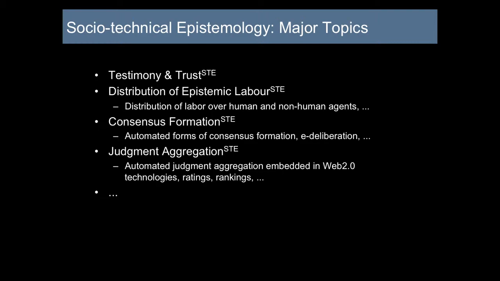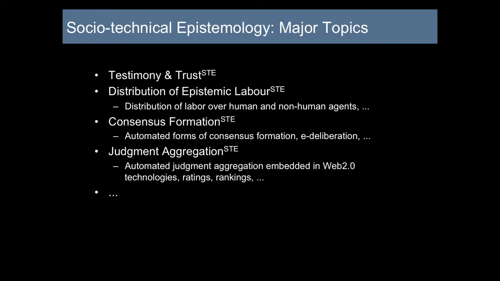And of course, most notably, judgment aggregation, one of the core underlying processes of Web 2.0 technologies. Think about all the ratings, rankings, reputation mechanisms. These are now all automated forms that need to be assessed from an epistemological, that is, from a socio-technical epistemological perspective. So these were just some of the core topics that need to be reconsidered.